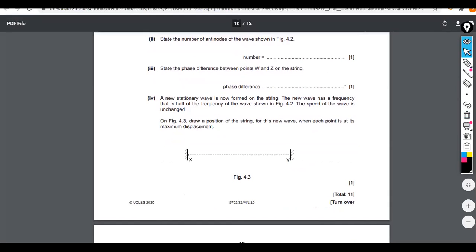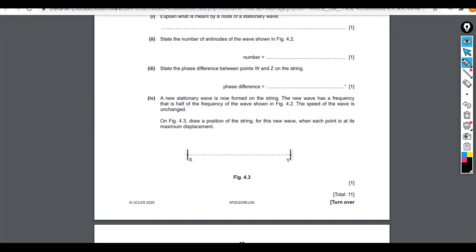A new stationary wave is now formed. Wow, this one never ends. Okay, the last one. 11 marks on this. This is a bonus 11 point here. A new stationary wave is now formed on the string. The new wave has a frequency that is half the frequency of the wave shown. The speed of the wave is unchanged. On figure 4.3, draw a position of the string for this new wave when each point is at its maximum displacement.